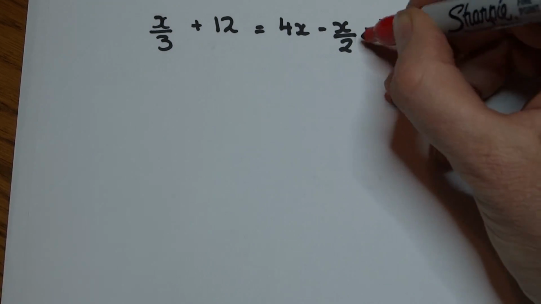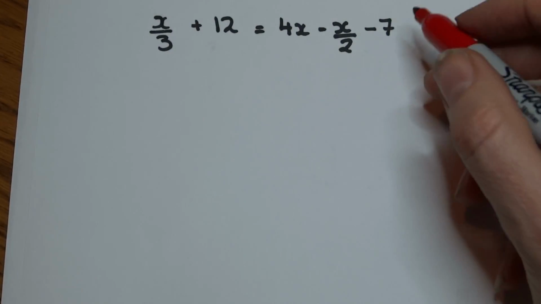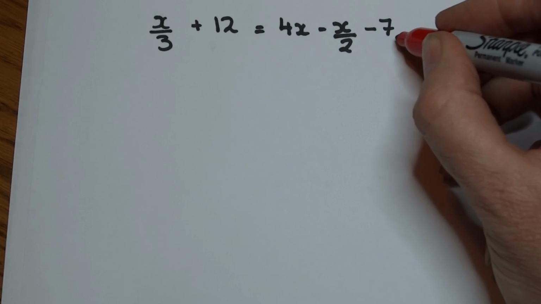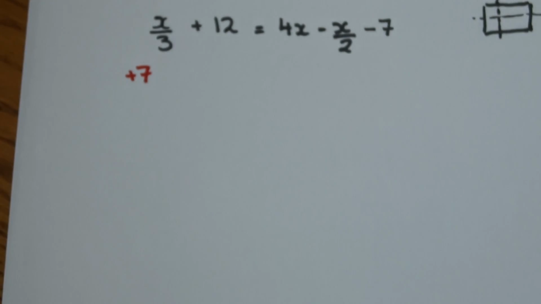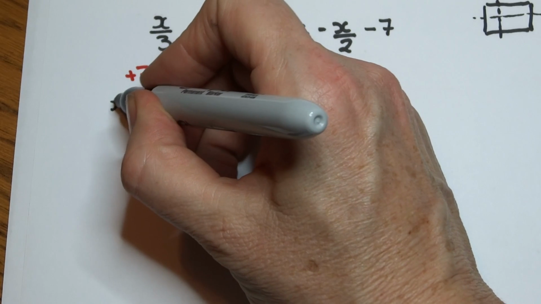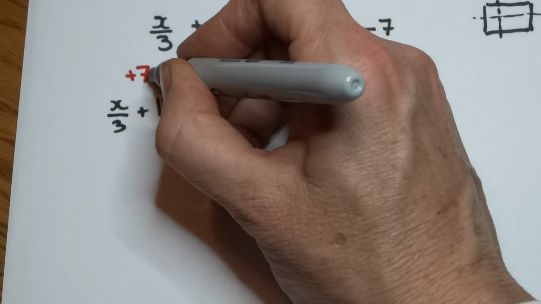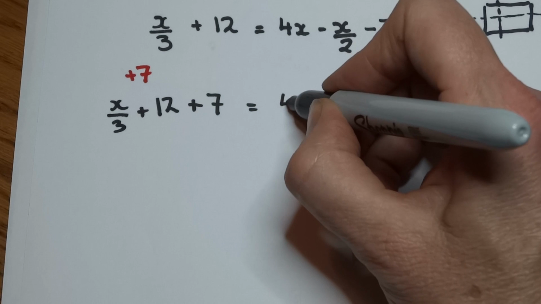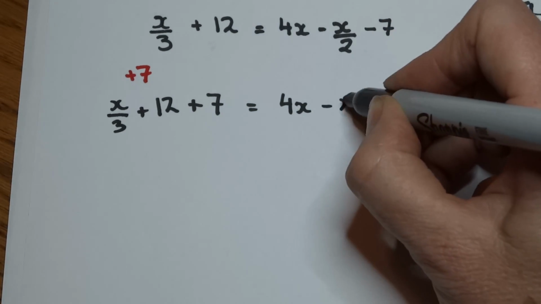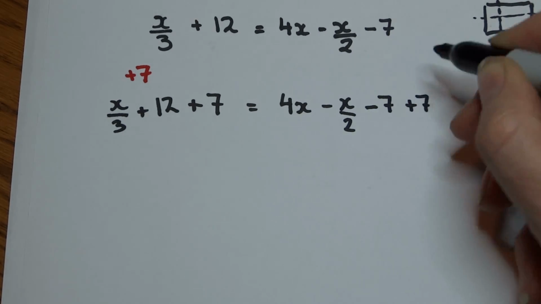Let's get rid of this minus 7 on this side and move it over to the other side of the expression. How could I get rid of a minus 7 here? Well, if I added 7 to both sides of the equation, I would get rid of the minus 7 on the left-hand side. So let's have a look. x over 3 plus 12 plus the 7 that I'm going to add to the left-hand side of the equation would equal 4x minus x over 2 minus 7 plus 7.